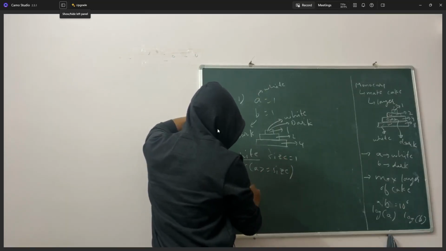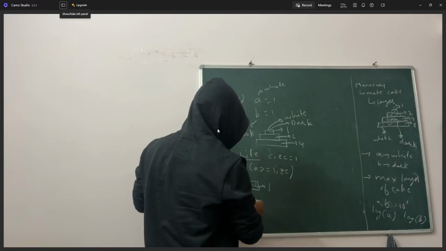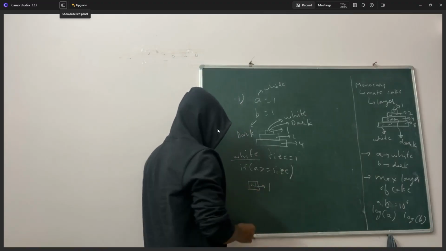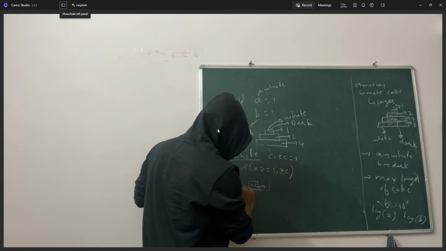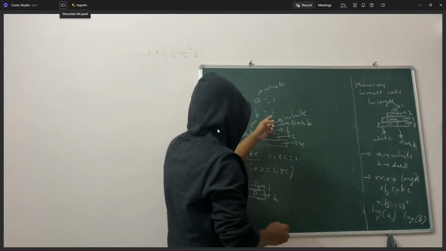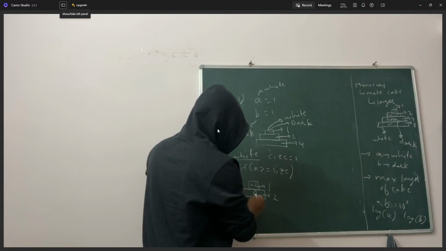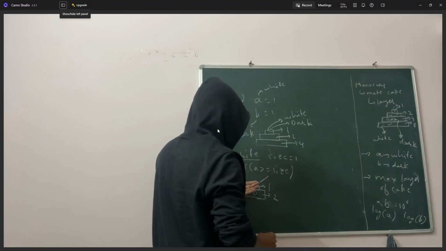First let me try to visualize it. I'm doing with 1, so this will take 1 kg of white chocolate. Next I'll try to make a layer with dark, and this requires 2. Do you have 2? You don't have 2, you have just 1. So this layer you can't make it. So the maximum that you can make is only layer 1.